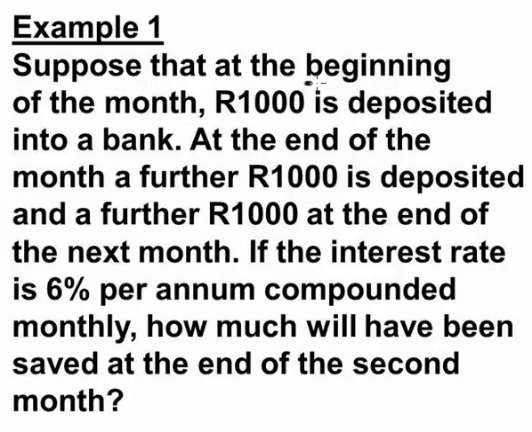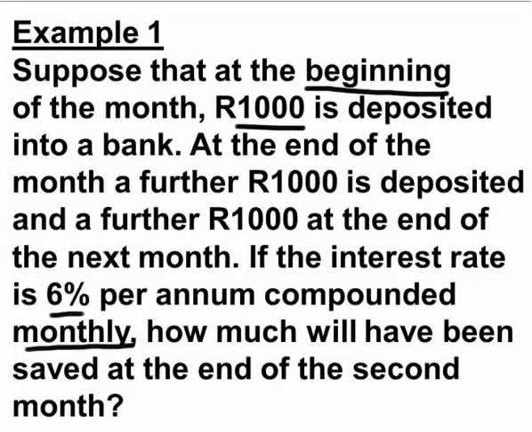Suppose at the beginning of the month, 1,000 rand is deposited into a bank. At the end of the month, so it might be at the beginning of January, 1,000 rand is put in, and then a further 1,000 rand is put in at the end of the month. Okay, at the end of January, and a further 1,000 at the end of February, the next month. The interest rate is 6% compounded monthly. How much will have been saved at the end of the second month?